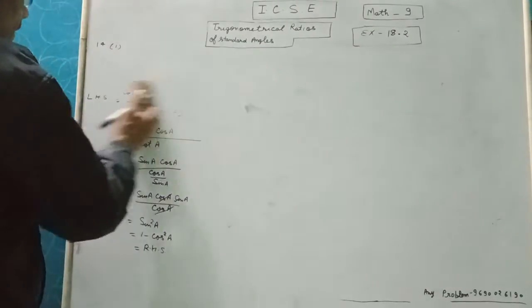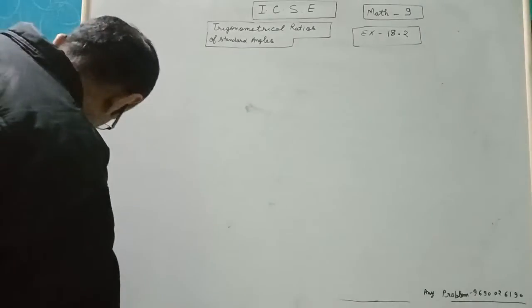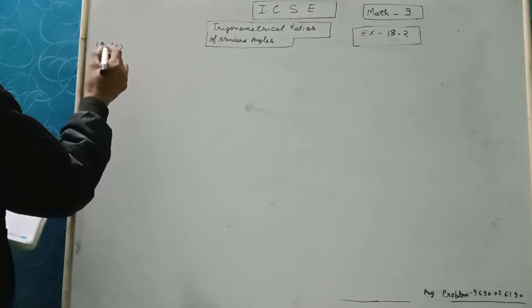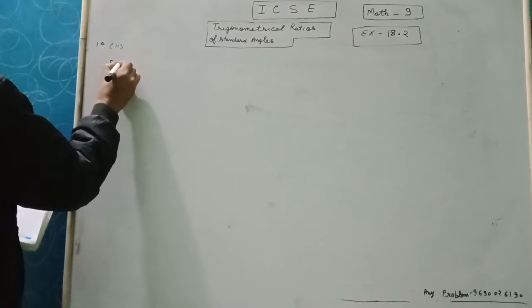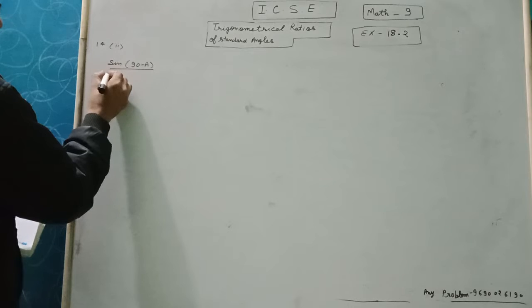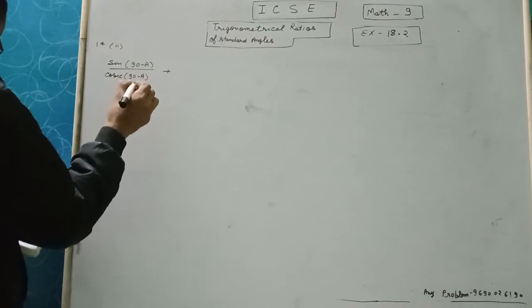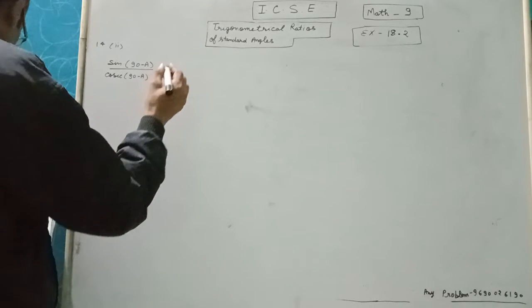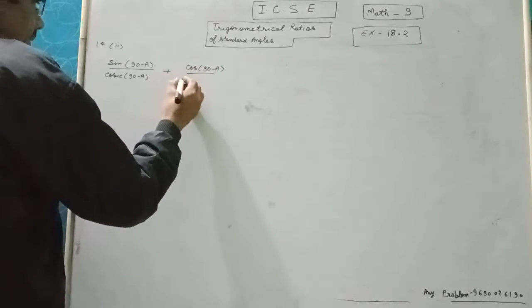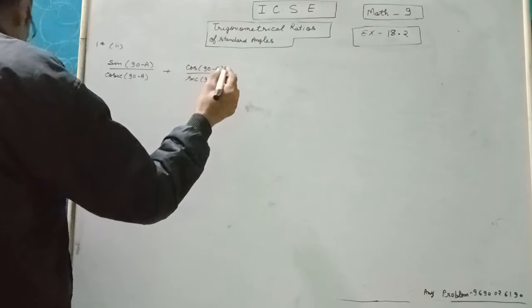Second part is sin(90 minus a) upon cosec(90 minus a) plus cos(90 minus a) upon sec(90 minus a). We prove it is equal to 1.